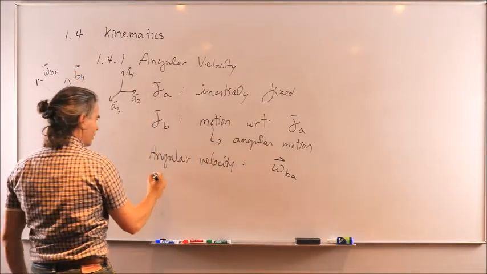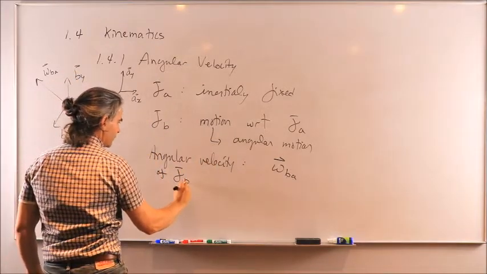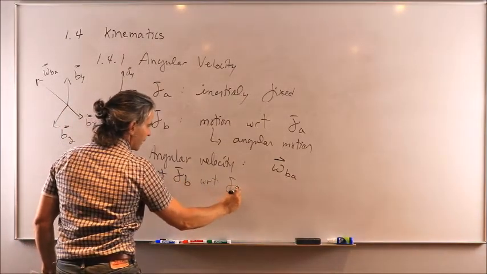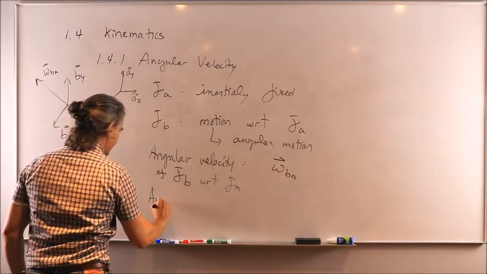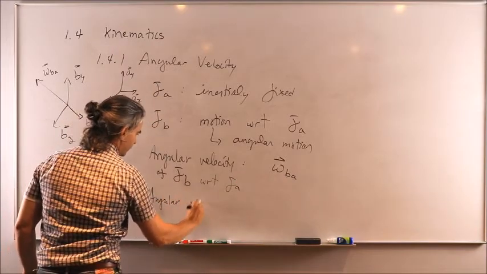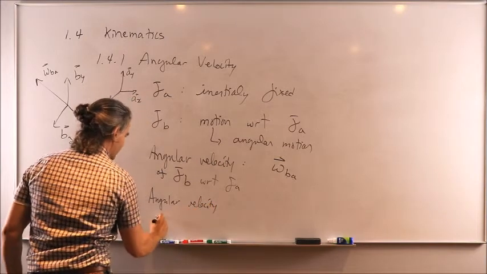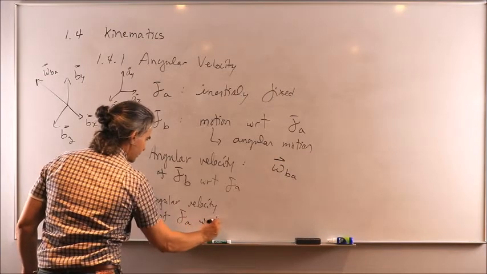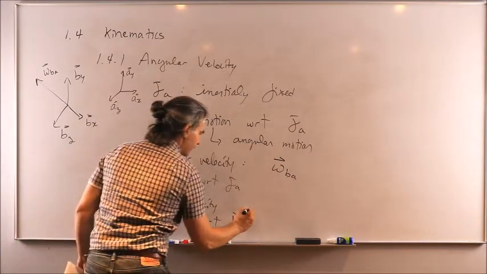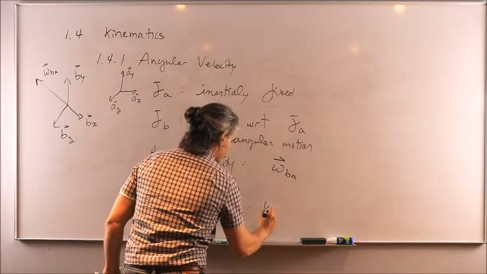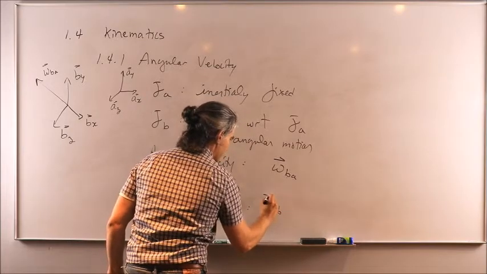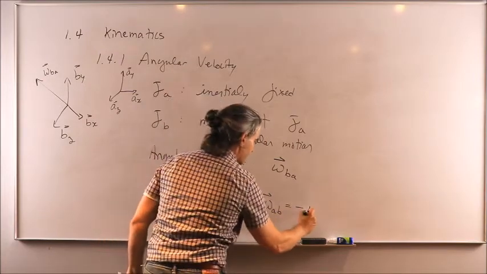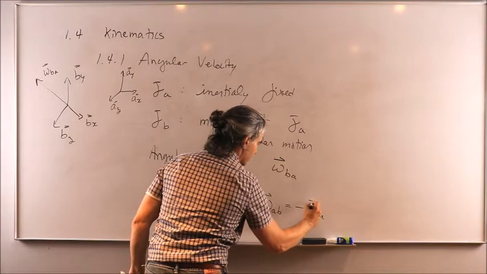So if that was angular velocity of reference frame B with respect to reference frame A, then we can say that we also have an angular velocity of reference frame A with respect to reference frame B. In that case, we're going to say that omega A with respect to B is in the opposite direction of B with respect to A, but of equal magnitude. So I'm going to write it like that.